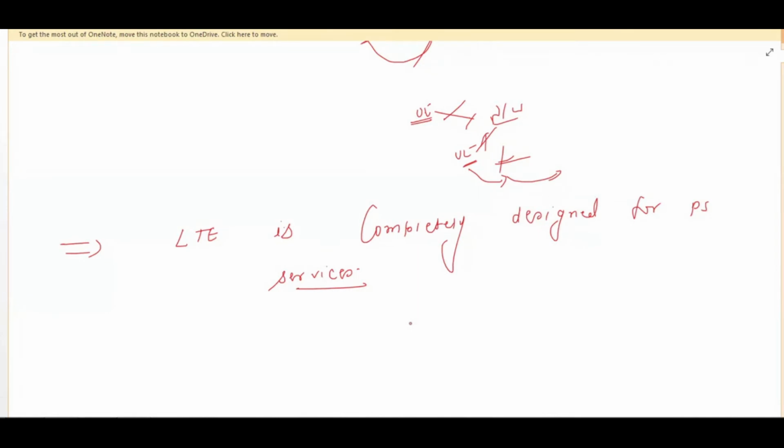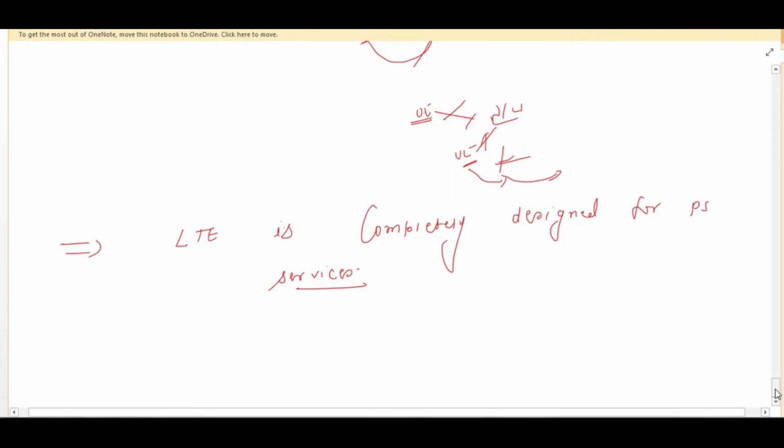For CS, either we can use the 3G or 2G network, or if we want to transmit the voice in terms of packets, then we can use another technology, IMS, that's called VoLTE. But the LTE network, when the first generation, LTE Release 8, came, was completely designed for PS services.